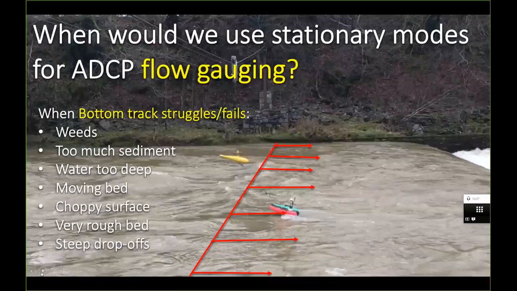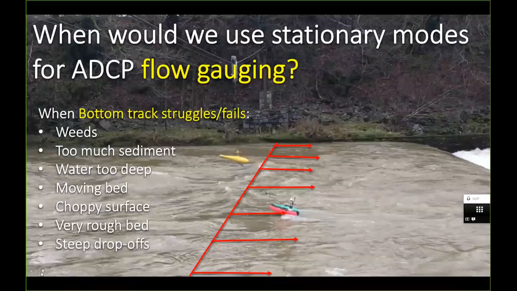Very choppy surface, very rough bed, steep drop-offs. The picture that forms the background of this slide is a place called Killington up in the northwest, and we were able to do moving boat measurements at this site on the day in question when we took that photo, but the bottom tracking was struggling. We tried several different ADCPs, and all of them were struggling slightly. That's a combination of the slightly rough surface, potentially a bit of aeration going on underneath the boat, but also a very rough bed.